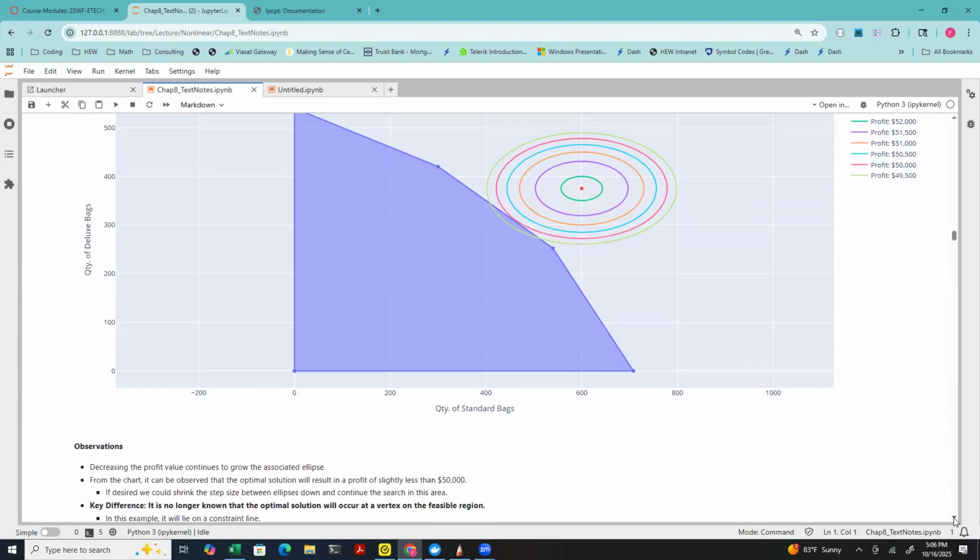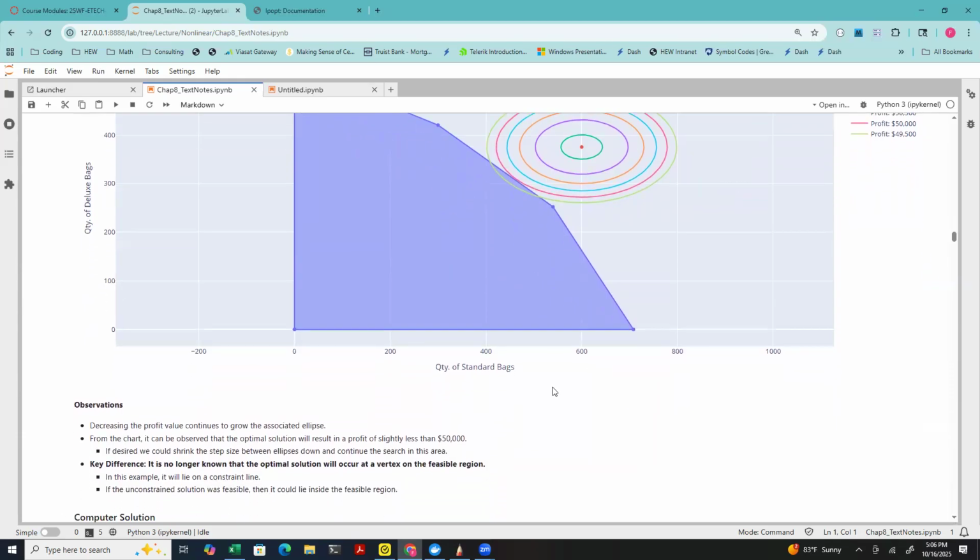Don't worry, I will not ask you to do anything graphical here for the homework sets. All right, so make sure we don't have anything here. Yes, we're all good. So now we need to turn to the computer solution to this.